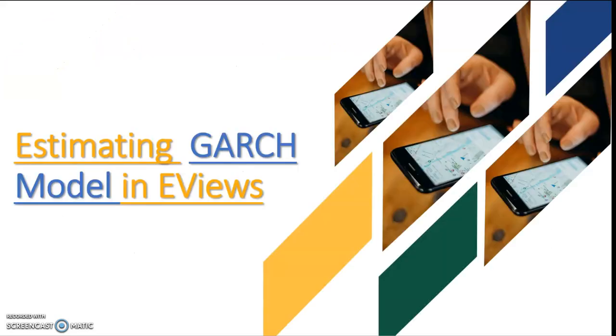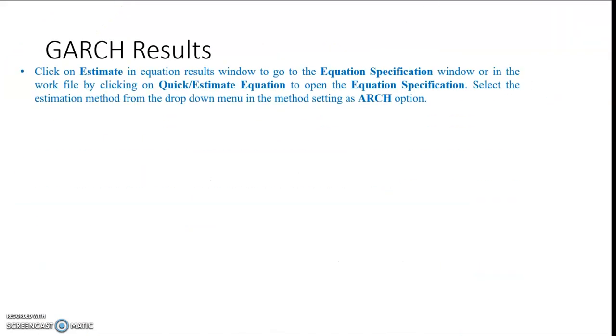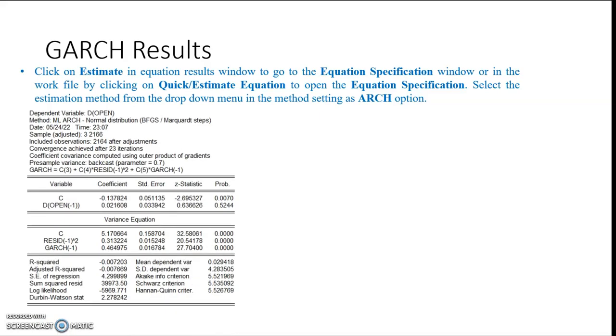And this is the estimation, how we estimate GARCH models in EViews. These are the GARCH results. So here we see there are GARCH terms in lagged values, and all these are significant based on Z statistics, but in the mean equation, the lagged value of the difference of the series is not significant. The R squared value is minus 0.007 and the Durbin-Watson is 2.27.